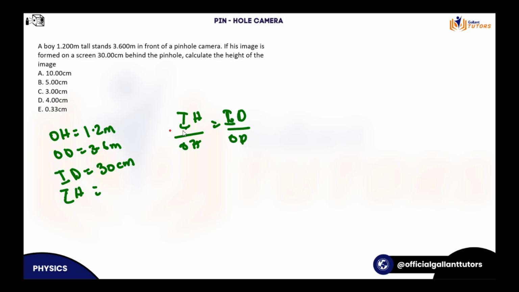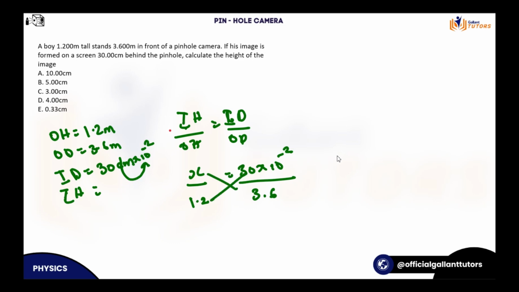Image height is what? X. Object height is what? 1.2. Image distance is what? Remember, we times 10 raised to the power what? Minus 2. This will cancel out. Is that clear? So this is actually an interpretation of this. So C here stands for 10 raised to the power minus 2. Exactly. All right. So image distance is 30 times 10 raised to the power minus 2 over object distance is what? 3.6.